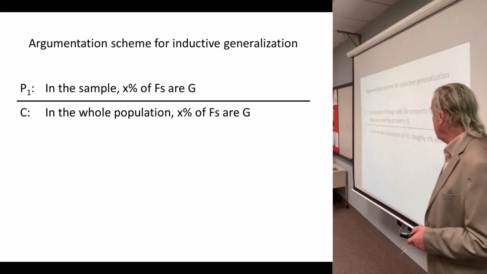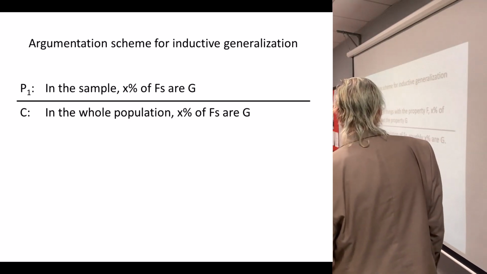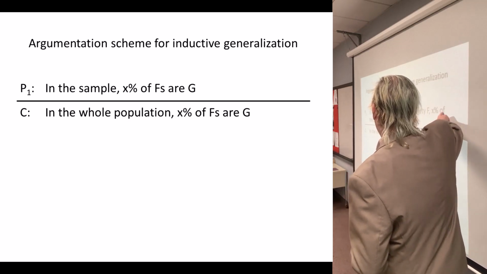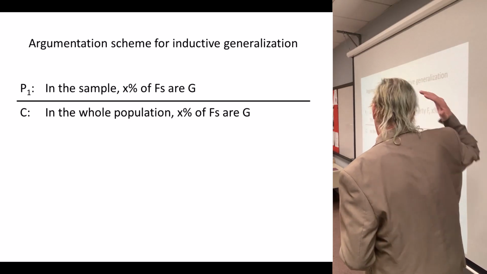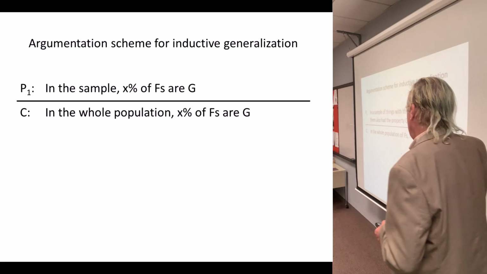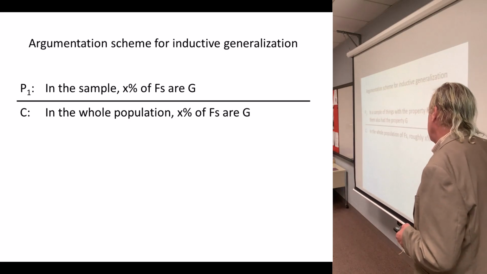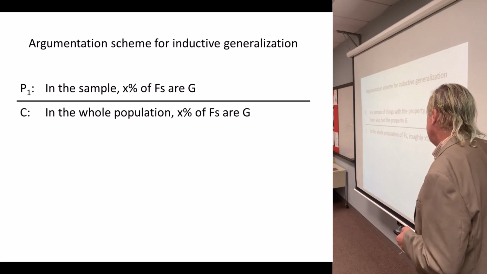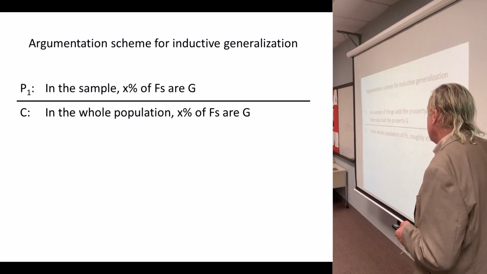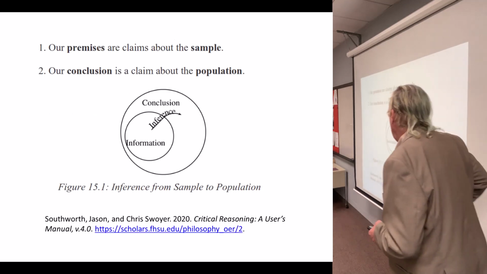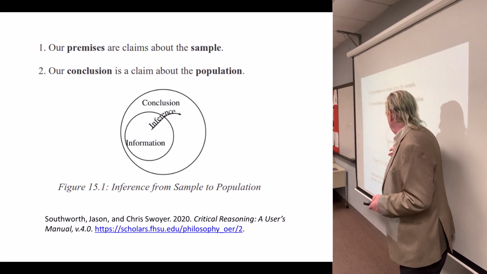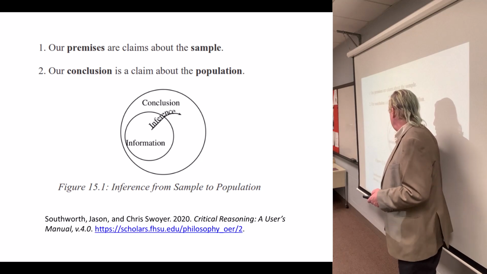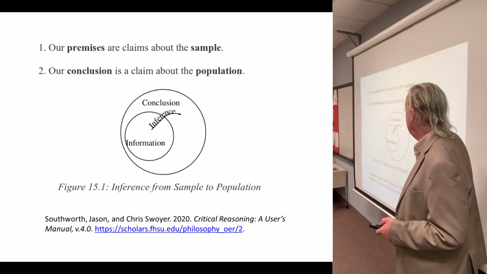So this becomes the argumentation scheme. Premise: in a sample of things with the property F, X% of them also have the property G. Conclusion: in the whole population of F's, roughly X% are G. Right? So what we're doing is moving from a premise that's about a small group to a conclusion that's about a large group.